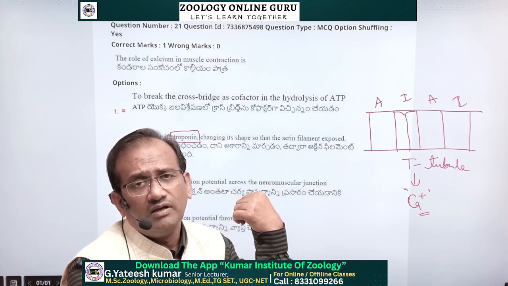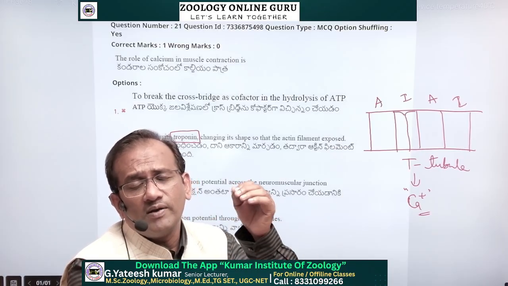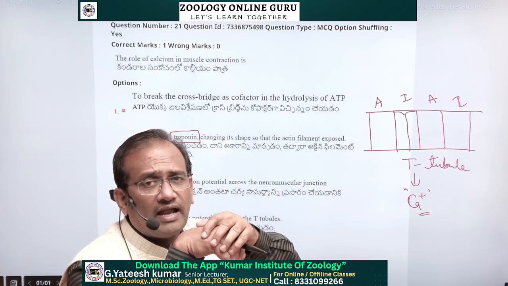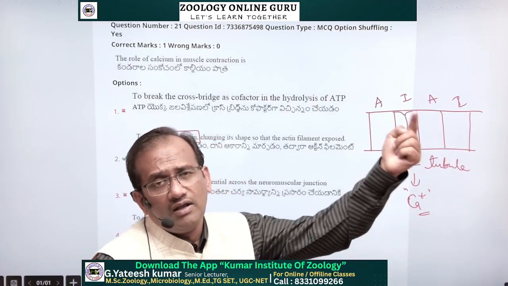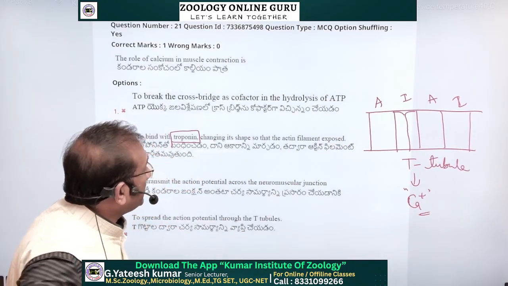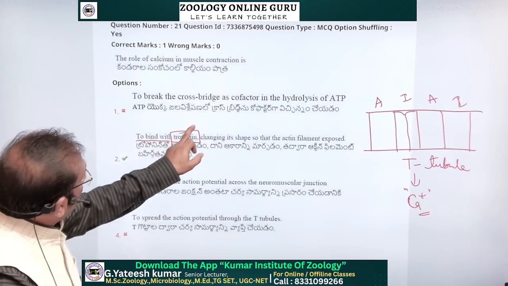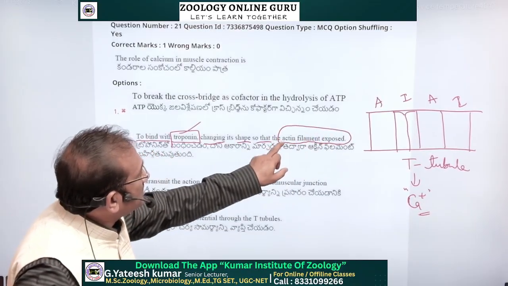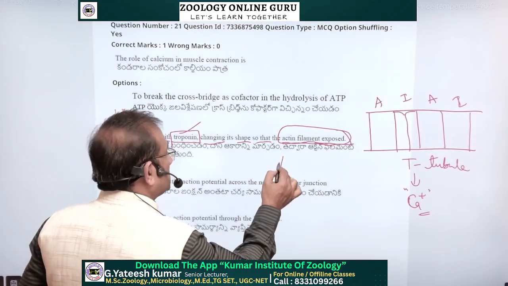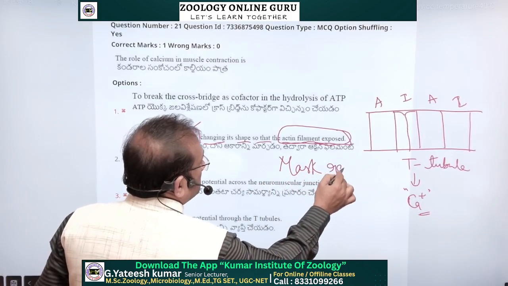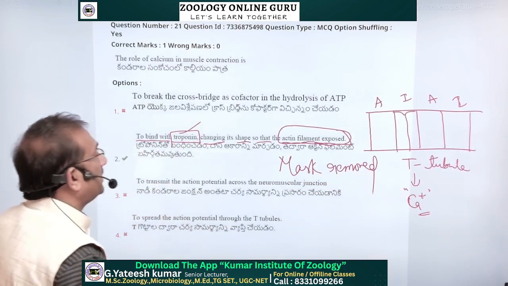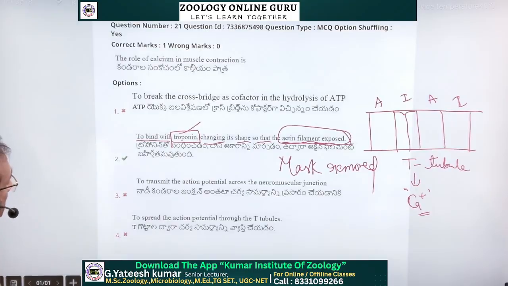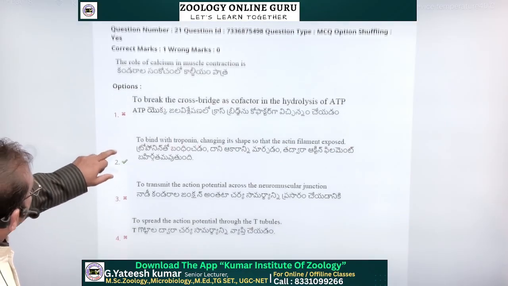Whenever calcium from the T tubule cistern and ER comes outside, it immediately binds the TNC site of the actin, and then releases the active site so that myosin can come and bind with actin. Binding to troponin changes its shape so that actin filaments are exposed. Yes, the mask is removed. That is the work of calcium. The second option is the answer.